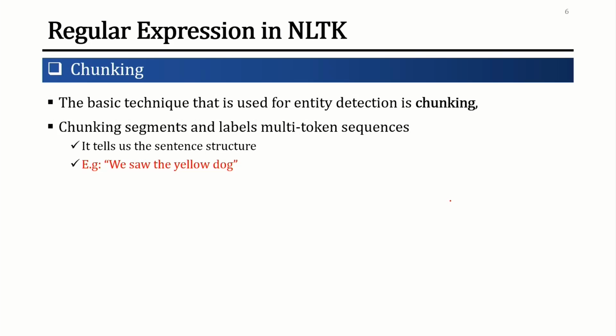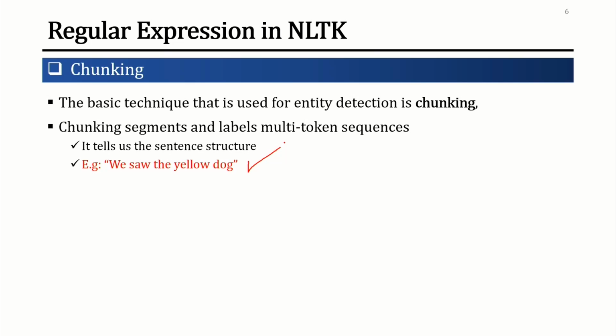In chunking, it segments and labels multi-token sequences. That means it can be a sequence of many words together or just some of them, and it allows us to know the sentence structure. So now we take a look at this example.